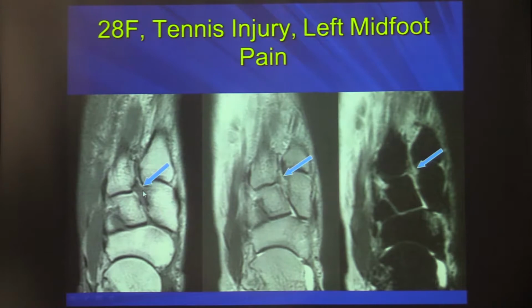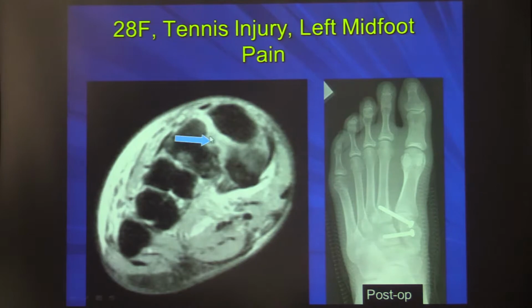Here on this T2 without fat suppression, we can see the ligament is disrupted, as we can here on this fat suppressed sequence. Same patient in short axis, if you recall, the interosseous component courses roughly at this midline between dorsal and plantar, and we can see the postoperative result in this patient who was treated with open reduction and internal fixation.